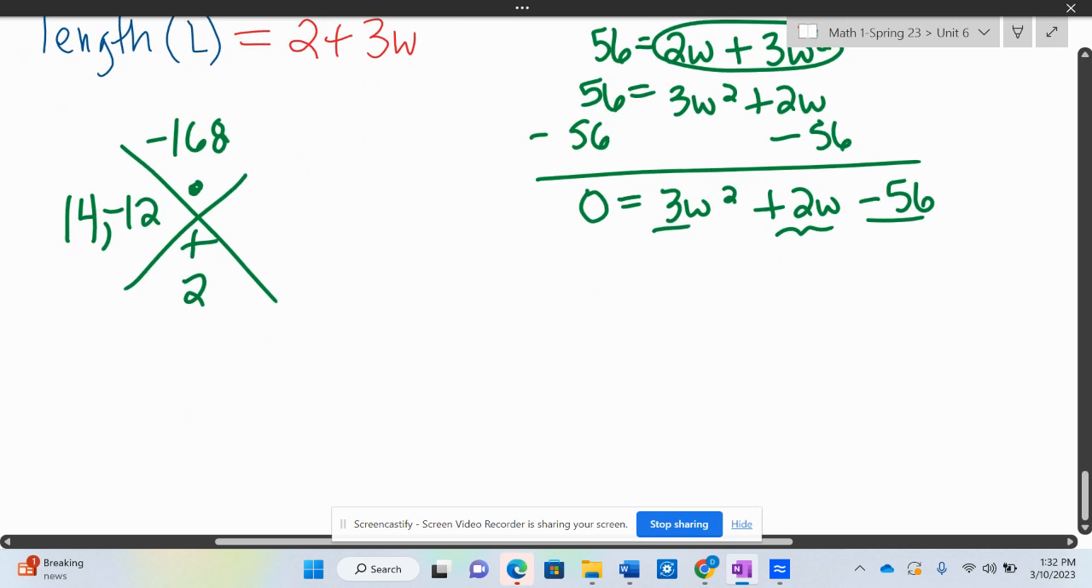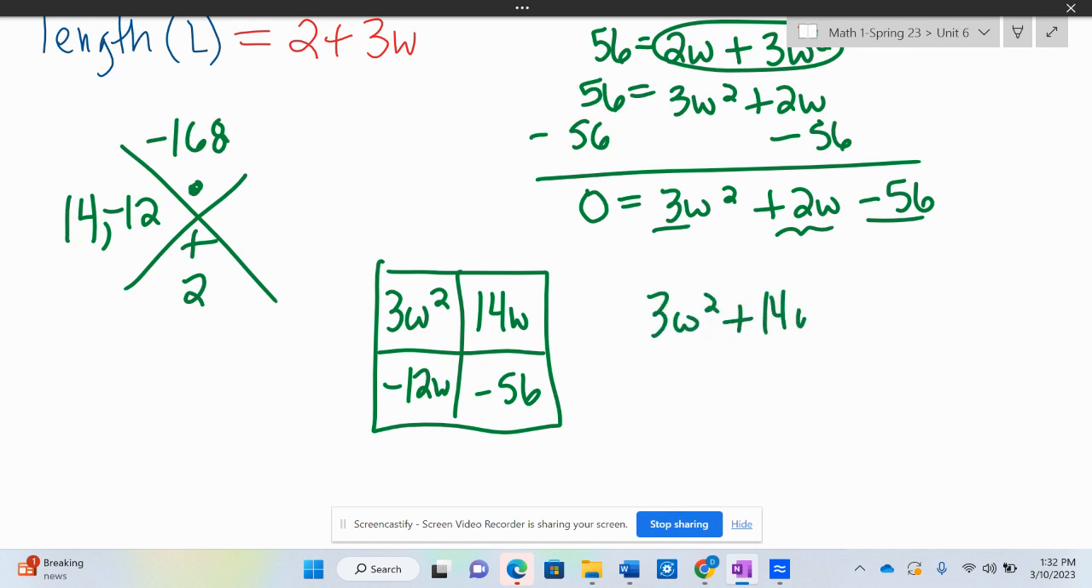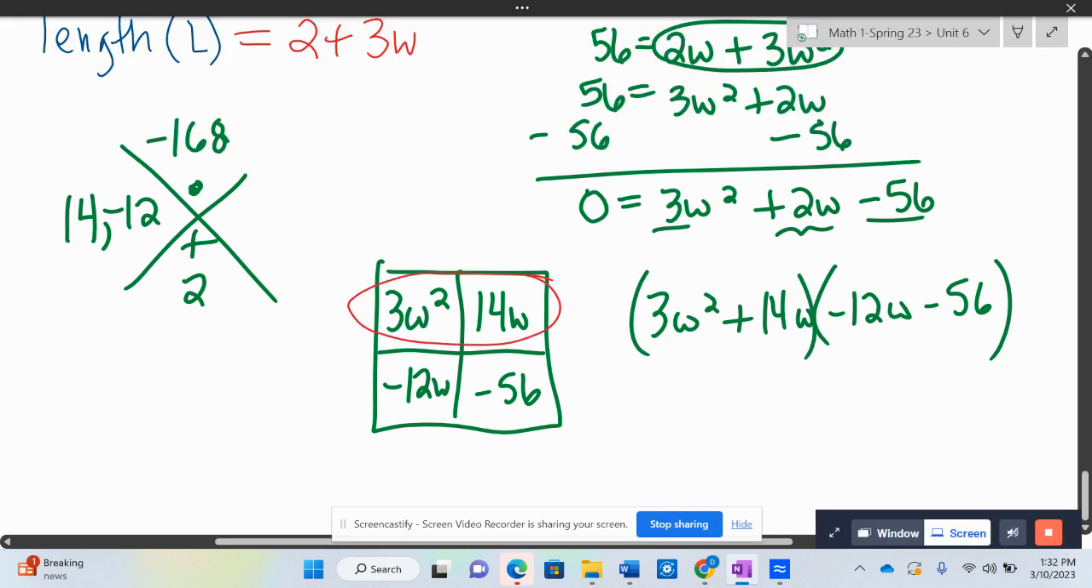So I'm going to do both a factor box because some of you guys like the factor box. And I'm also going to factor by grouping. So factor box, 3W squared. And my last term, negative 56. The two factors I'm using, 14W and negative 12W. Factor by grouping, 3W squared plus 14W minus 12W minus 56. Okay, let's look for a GCF here.